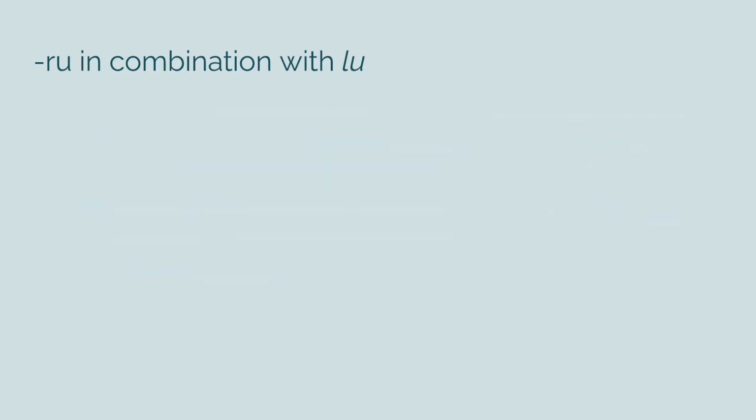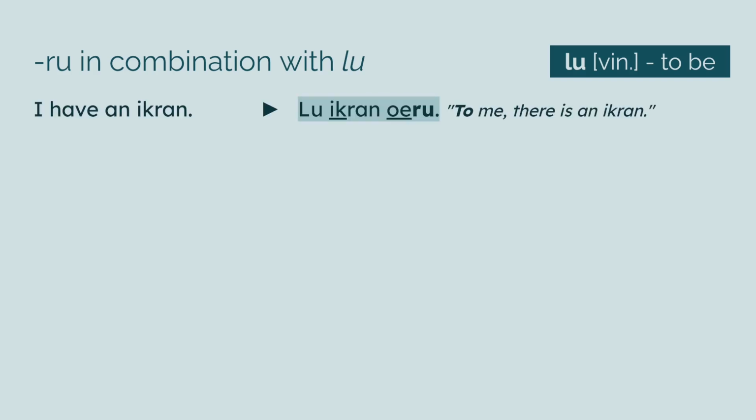Let's start with ru in combination with lu. And as I said, and you very likely already know, lu is an intransitive verb and it means to be. Let's look at the first sentence. I have an ikran. Lu ikran weru. And here you see directly that the English sentence does not have to be in there. Literally, what we are saying is, there is an ikran. Lu ikran. So lu on its own, lu plus just a noun means there is and then the noun. So lu ikran, there is an ikran. And now we are adding weru, to me. So there is an ikran to me, which then means I have an ikran.